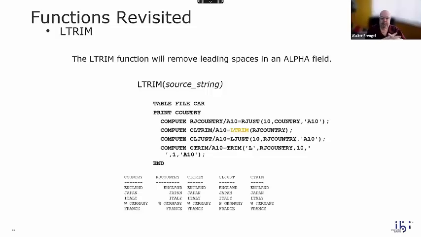We have an LTRIM, which is a left trim. If I want to trim the leading spaces in a field, in this case, I have RJUSTIFY country, where I right justify the country. Why did I do that? Because I wanted to shift it over to the right so that I did have leading spaces. And then I can LTRIM it. And then you see CLTRIM. Now England is back on the left side.